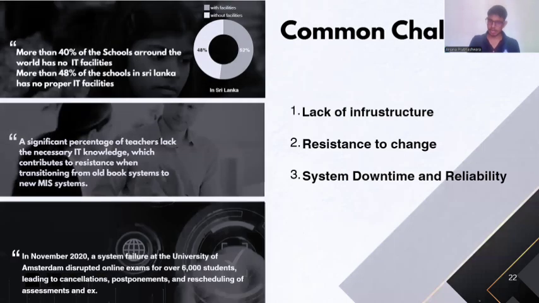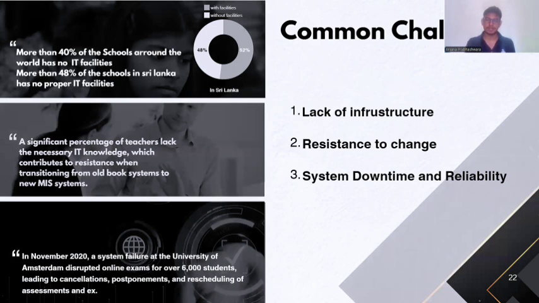Hello, I'm Anjan Prabhashar, and I will be talking about challenges and limitations of management information systems in the current education system. First, under the common challenges, we have lack of infrastructure, which means lack of necessary resources like internet accessibility and other hardware resources for this management information system. Then we have resistance to change. People resist adapting to this management information system because they lack knowledge or have some particular reason, and they prefer the old book system over this management information system.